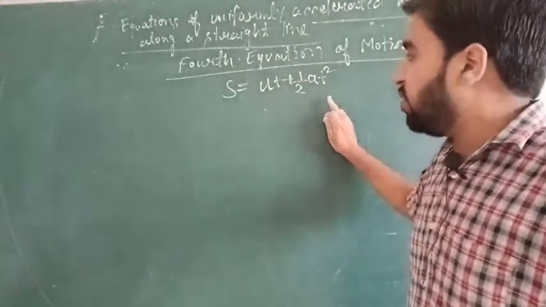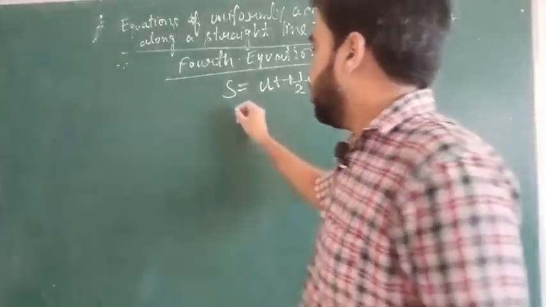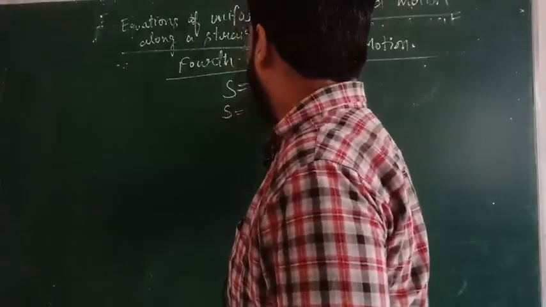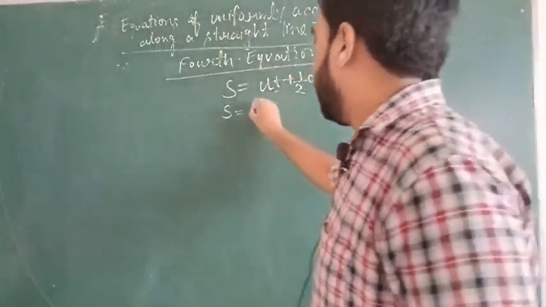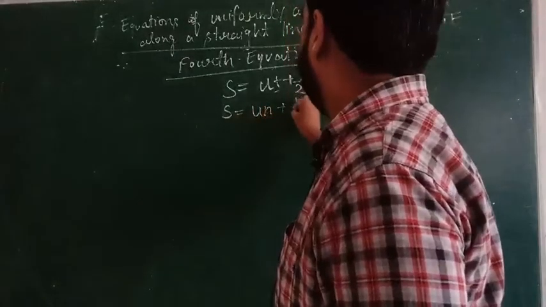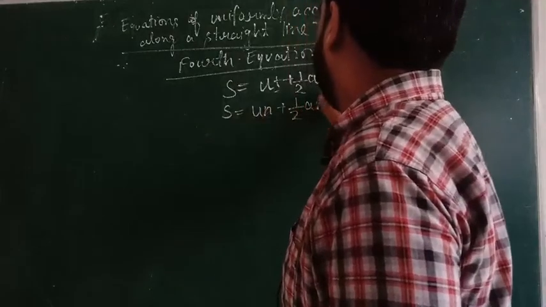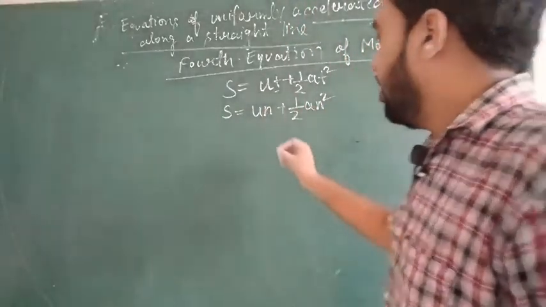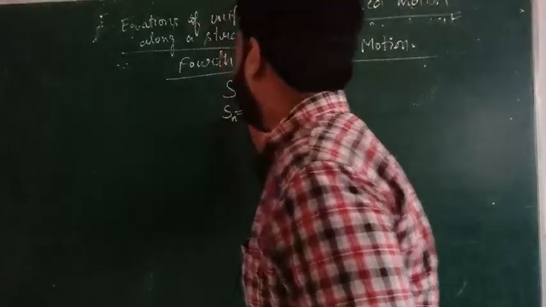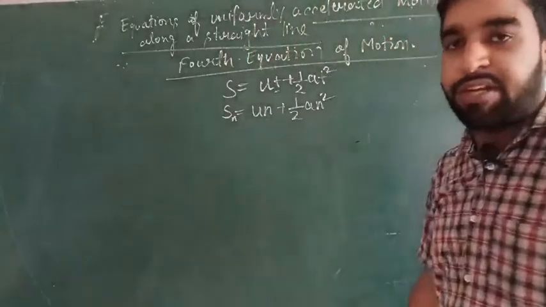If I will ask you what is the distance traveled in n second, so wheresoever you will find a t, you will replace it by n. So S is equal to un plus half an square. This will be the distance traveled in n second. Fine. We can replace it by n. Sn is equal to un plus half an square.